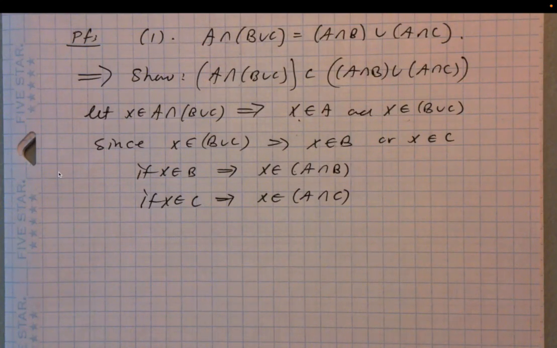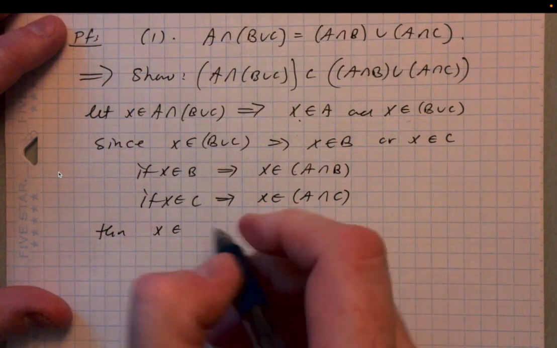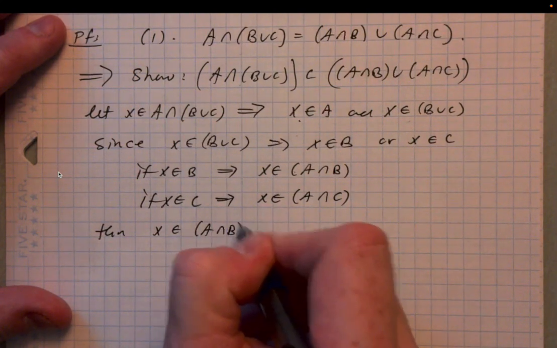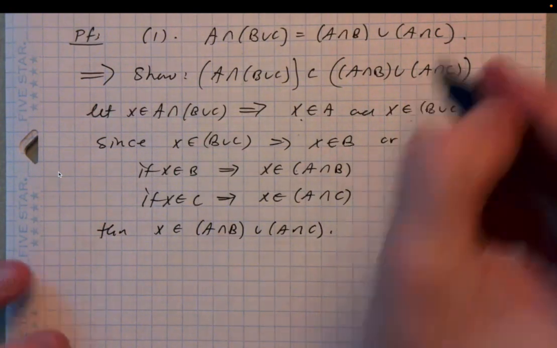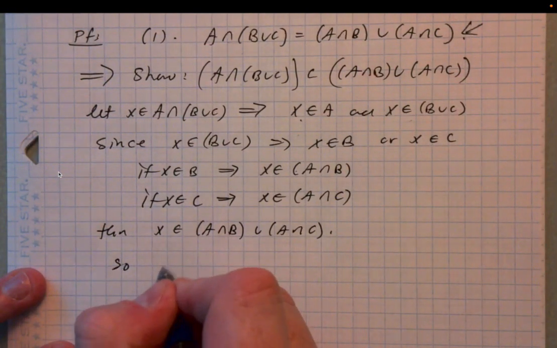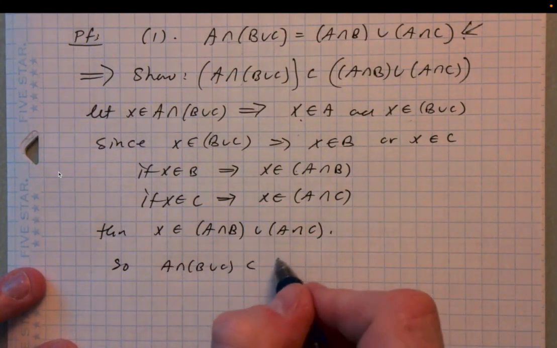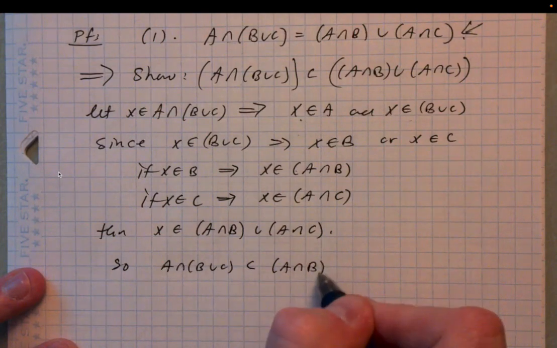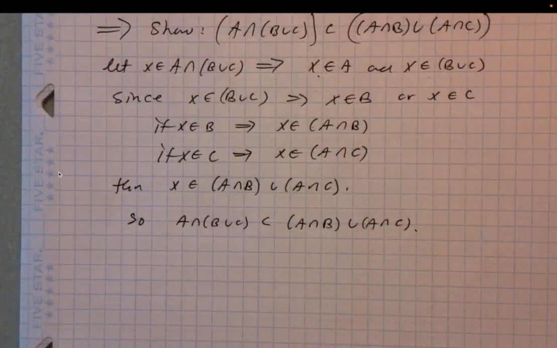Okay, and so either way, X is going to be in A and B or A and C. And that's exactly what we want to show here, right? So A and B or C must be a subset of A and B, or A and C. Okay, so that's the one direction.